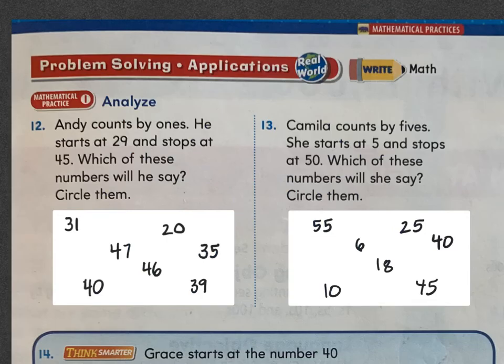Let's skip ahead to page 44, and we're going to do these two problems together. These are our last ones. Read the problem with me. Number 12. Andy counts by ones. So let's circle ones so we remember that. He starts at 29. I'm going to underline that information. Stops at 45. Which of these numbers will he say? So remember, he's counting by ones, starting at 29 and stopping at 45. Take a moment to think about which numbers he will say.